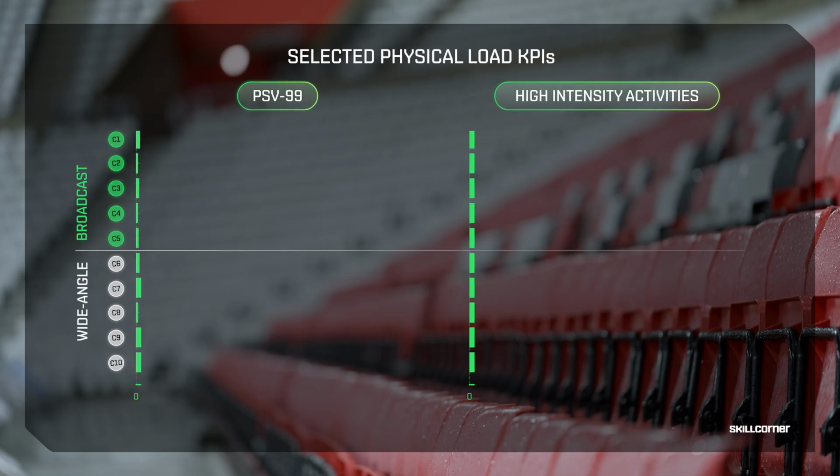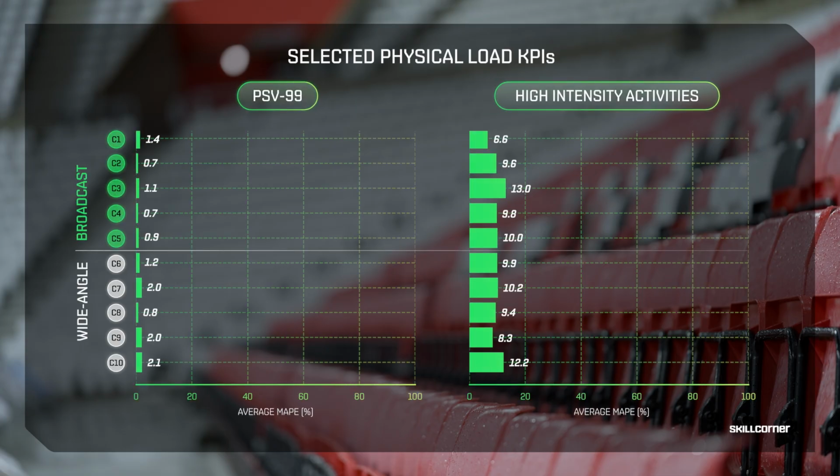Next, we evaluated the physical load aggregates, focusing on 2 KPIs: peak speed, measured by PSV99, and speed endurance, measured by high-intensity activities. The mean absolute percentage errors are consistently low across all cameras and key metrics, demonstrating strong alignment with the ground truth. It's important to note that we're generating this data from a single camera setup and benchmarking against an elaborate multi-camera system, so some degree of error is both normal and expected.